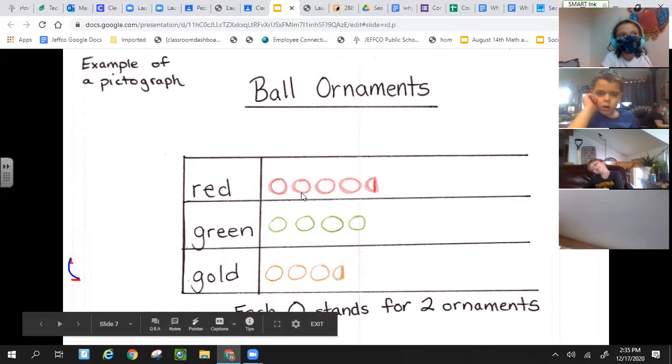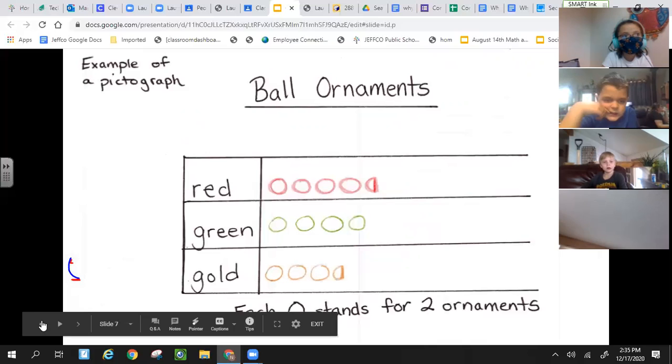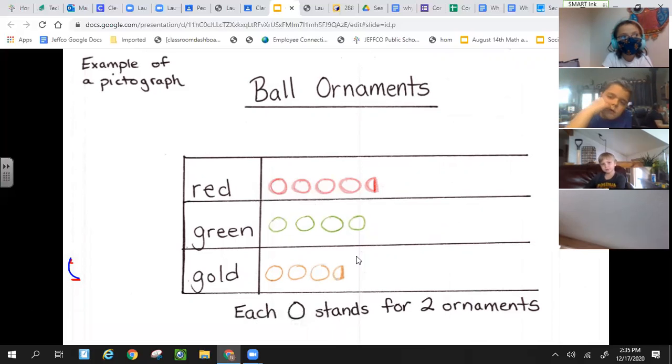And look what I had to do for the number 9. Oopsie, we'll look at that one next. For the number 9, I have 2, 4, 6, 8, and then I have half of one. Why do I have half of one, Ben, on the reds?